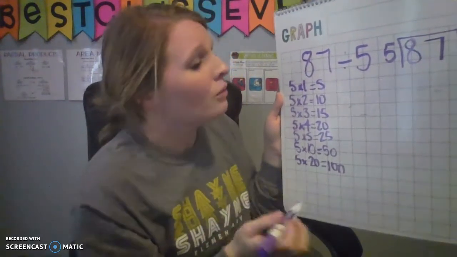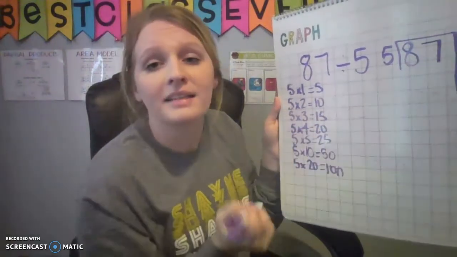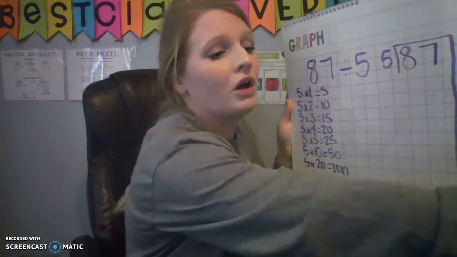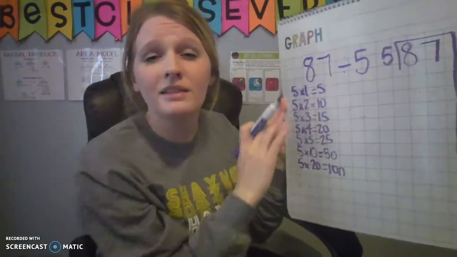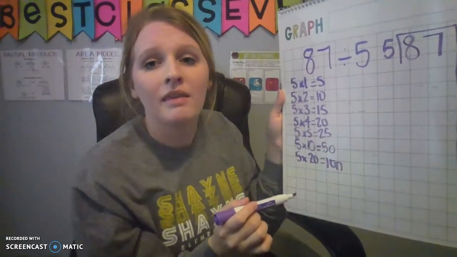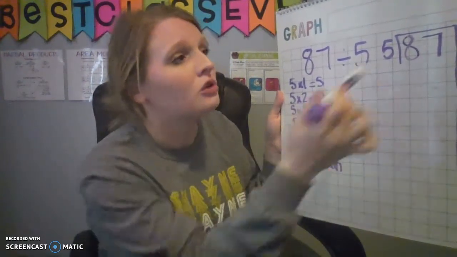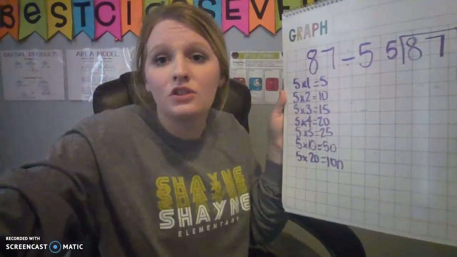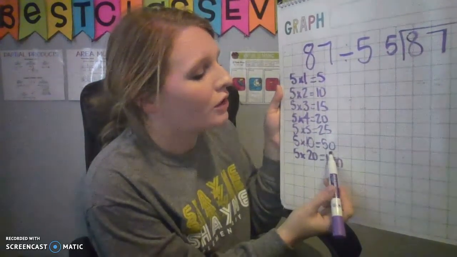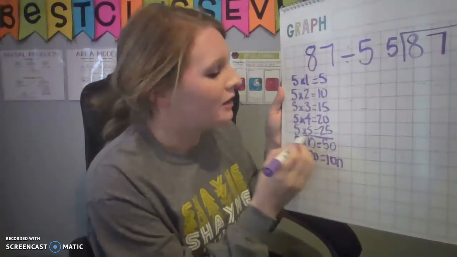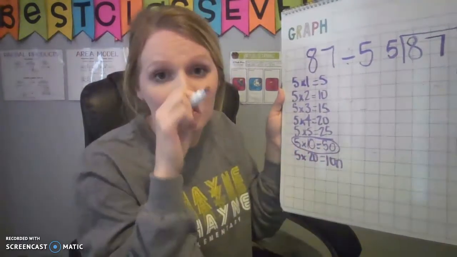So we're going to go back and we're going to use our facts that we have so far. They're welcome to use other facts that they know, or that they didn't write down. This is just a starting point. So I'm going to look at my list here and I'm going to think, what is going to get me closest to 87 without going over it? So in this case, looking at my list, the answer that's going to get me closest here is 50. So I'm going to use this fact of 5 times 10, which equals 50.